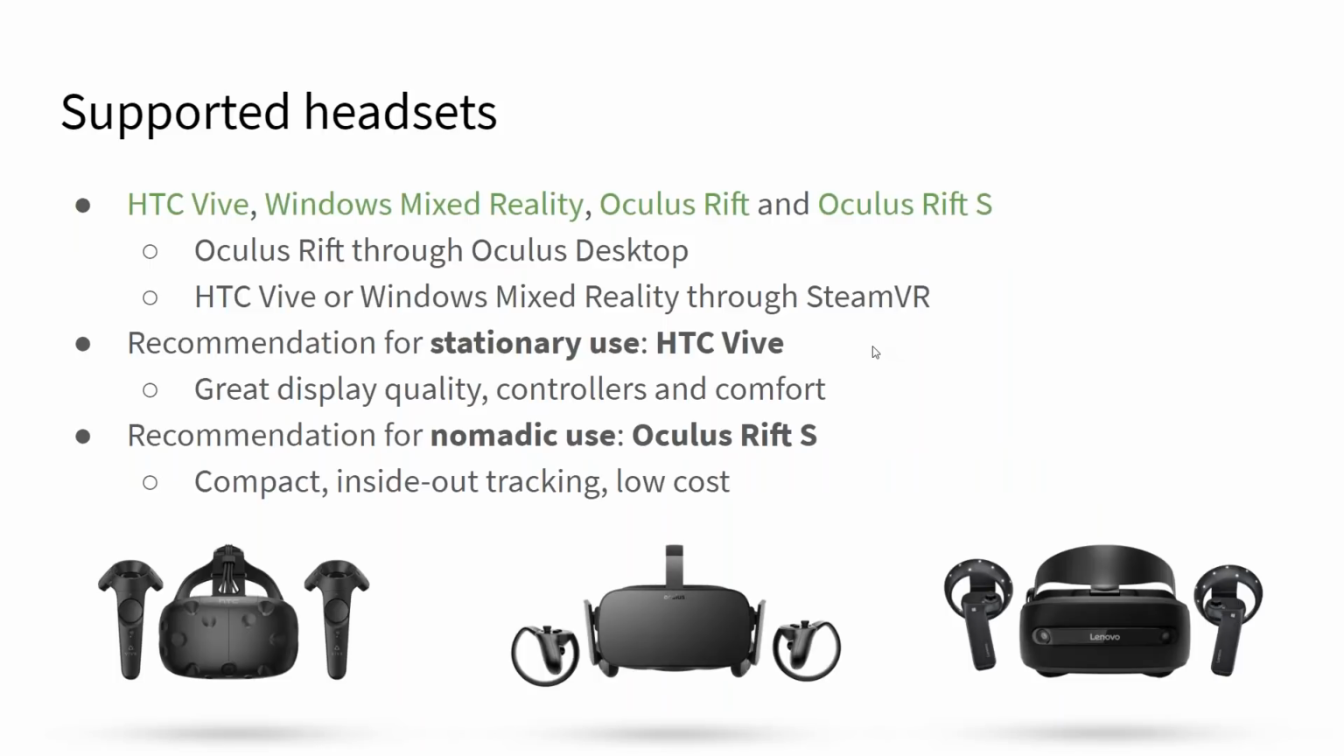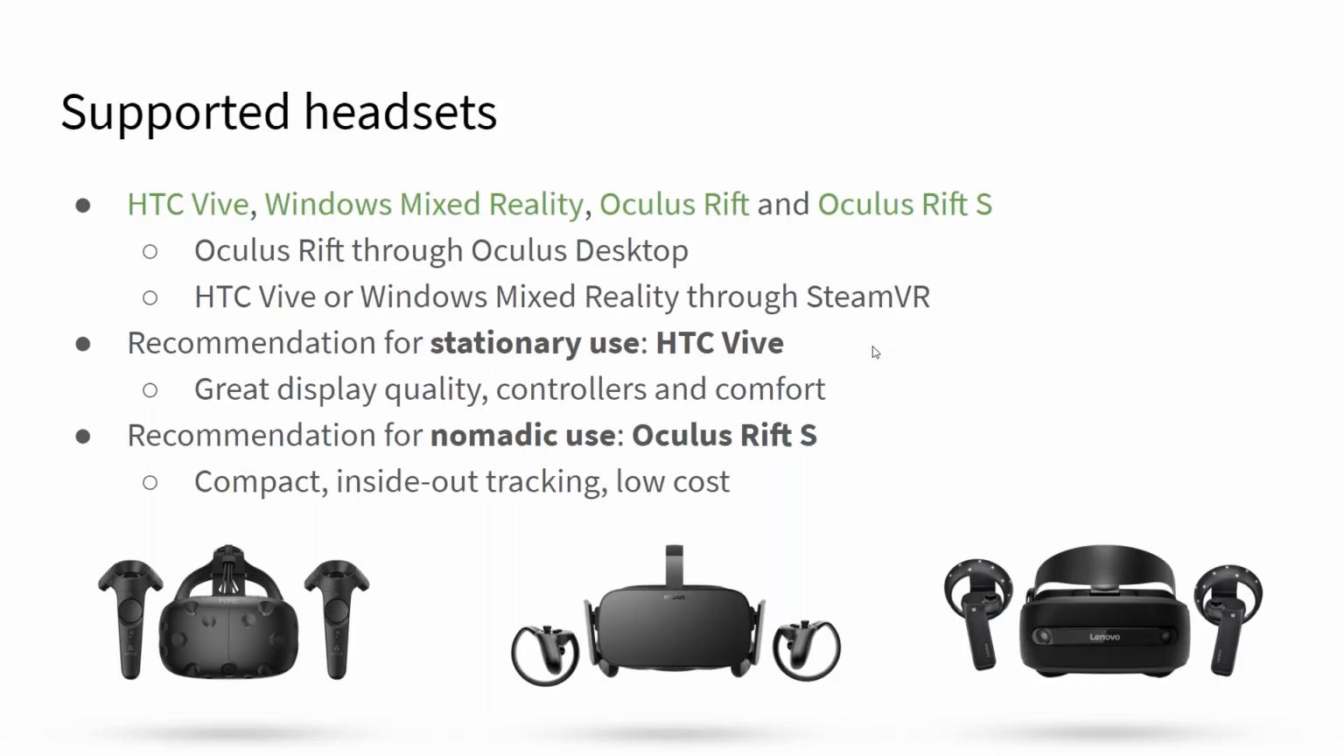Then supported headsets, that's the other important component, of course. So we support the HTC Vive, the Windows Mixed Reality, the Oculus Rift, which is now discontinued, and its replacer, the Oculus Rift S. The Oculus Rift is supported through the Oculus Desktop, and the HTC Vive and Windows Mixed Reality headsets are supported through the Steam VR. So you would actually have to install Steam for this to work, but this is also explained through the guide I mentioned earlier in our KeyVR First Aid Kit, the manual.